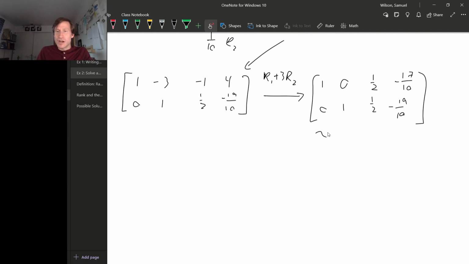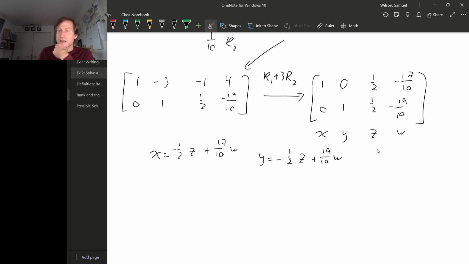So here are our X, Y, Z, and W columns. This first equation is X plus 1/2 Z minus 17 over 10 W. We can move the Z and the W terms to the other side, and we get X equals minus 1/2 Z plus 17 over 10 W. For Y, again, we can move these two terms to the other side. We get Y equals minus 1/2 Z plus 19 over 10 W. And Z is free, so we'll give it a parameter name. How about S? And W is free, so let's give it a parameter. How about T?